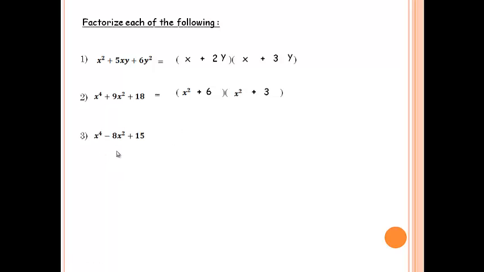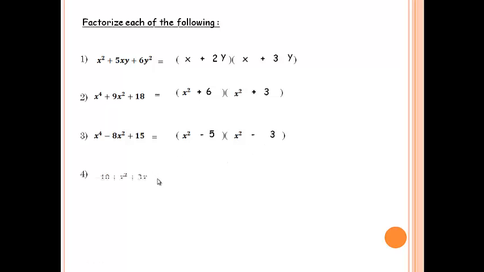x power 4 minus 8x power 2 plus 15, like number 2. We can factorize x power 4 as x power 2 and x power 2. What about the last term? The last term is positive, so the two signs are alike. What about the sign of each? As the sign of the middle. The middle is negative, so negative, negative. What about 15? I want two numbers whose product is 15 and whose sum is 8. Yes, 15 equals 3 multiplied by 5, and 3 plus 5 equals 8, so 5 and 3.